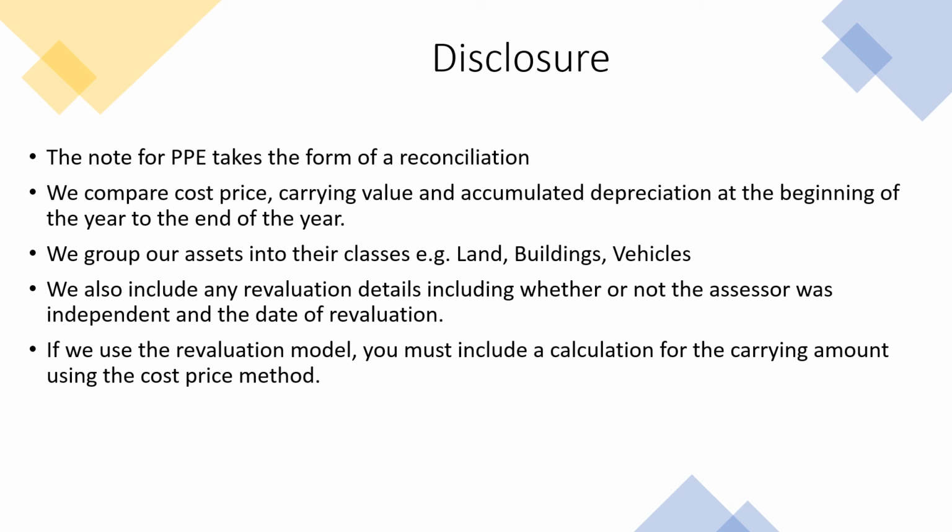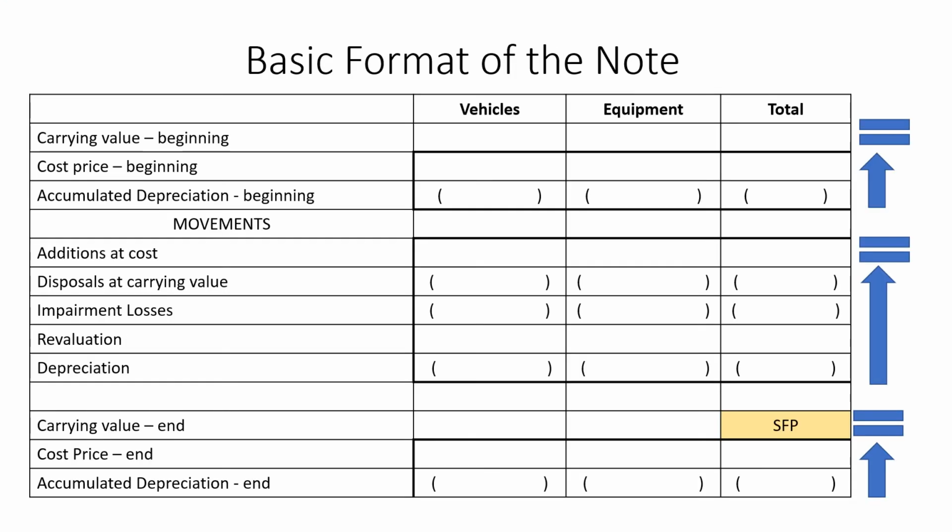We also include any revaluation details, including whether or not the assessor was independent, as well as the date of revaluation. When we use the revaluation model, you must include a calculation for the carrying amount using the cost price method. All of this will be done at the bottom of the note as a narrative. And lastly, just an example of what the note could look like.